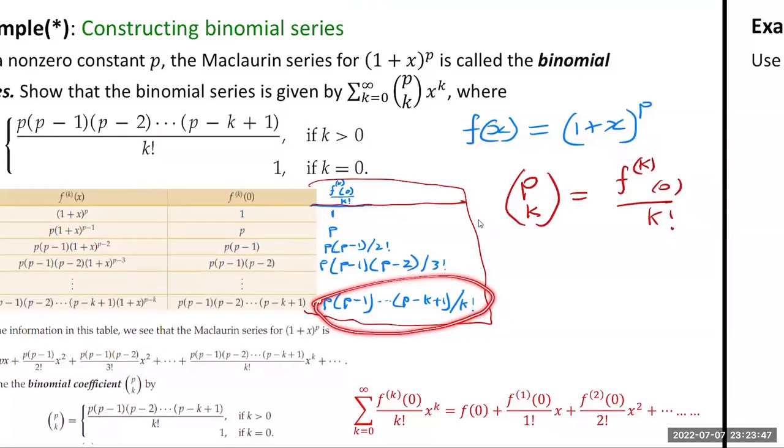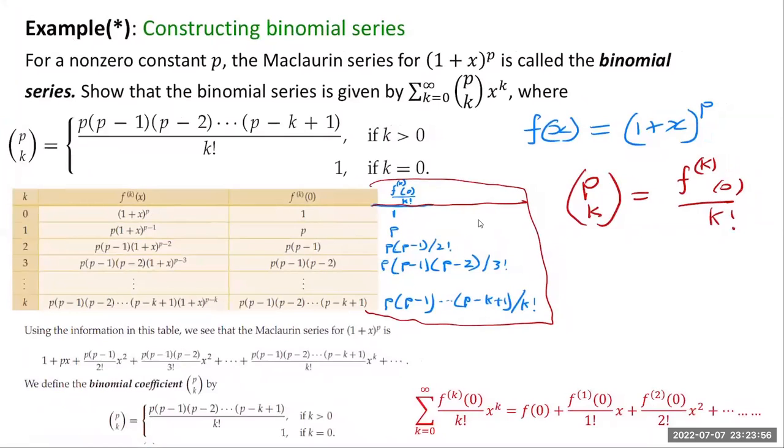It is just p times p minus 1 times all the way up to p minus k plus 1, divided by k factorial. So now I have a general formula for this expression, but only for these terms, only when k is equal to 1, 2, 3, so on and so forth. But that formula is not valid when k is equal to 0. So I'm going to write the piecewise formula.